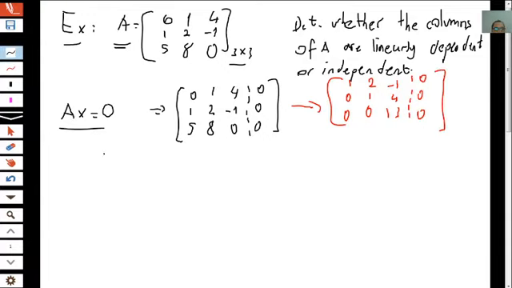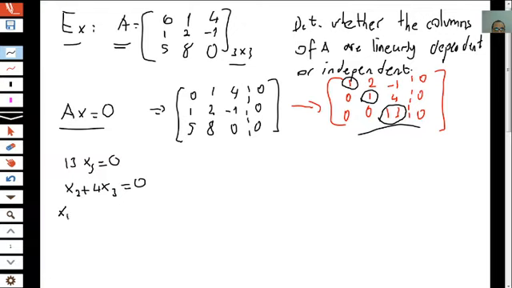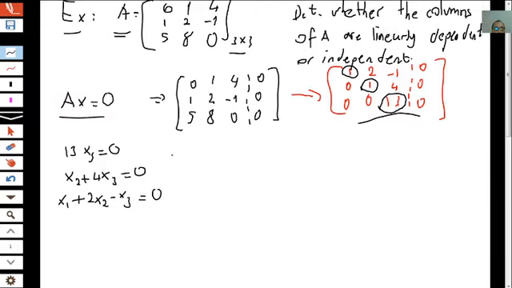So from here we see clearly we have a pivot position for the first row, for the second row, and for the third row. Writing the equations separately from the echelon form, from the equivalent matrix, we obtain 13 times x3 is equal to 0, x2 plus 4x3 is equal to 0, x1 plus 2x2 minus x3 is equal to 0. Okay, so from the first one, x3 will be 0.